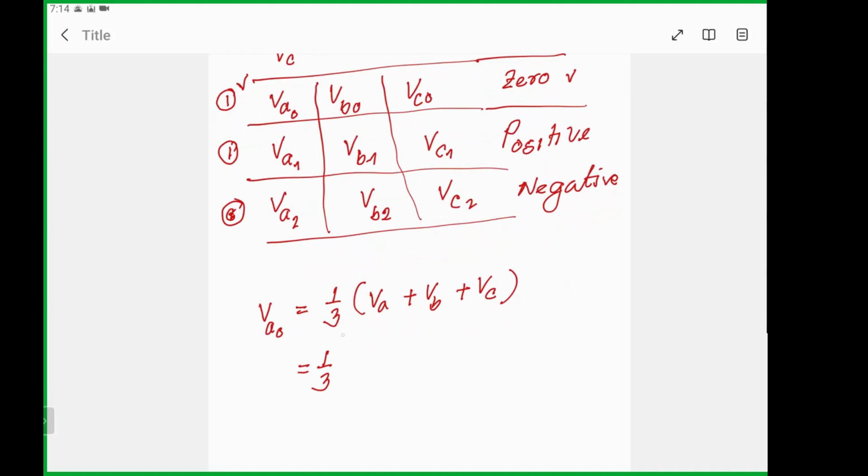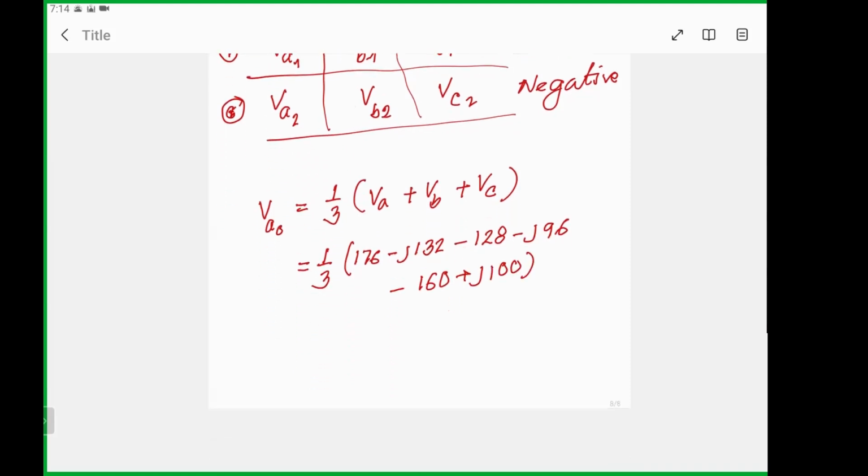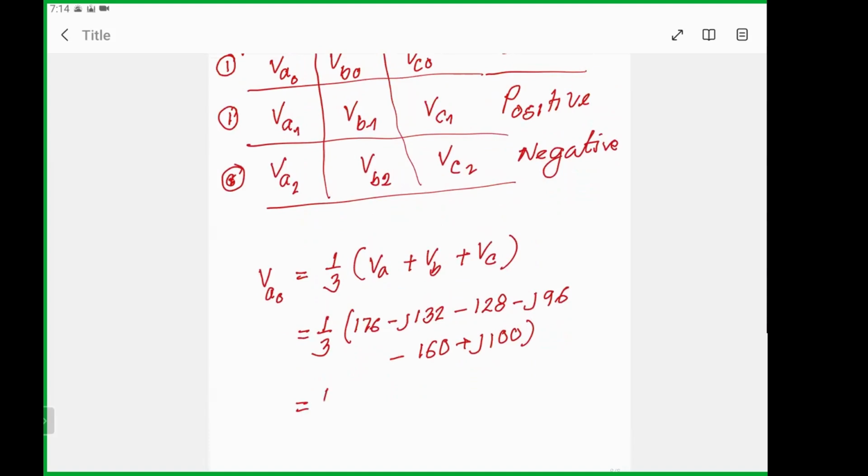We'll take the help. So it is 176 minus j132, plus minus 128 and 128 minus j96, and then the last one is 160 plus j100, right? So you can do this calculation, 1/3. Can you help me finding out the values?